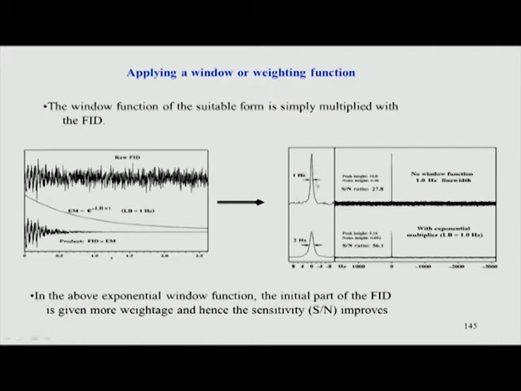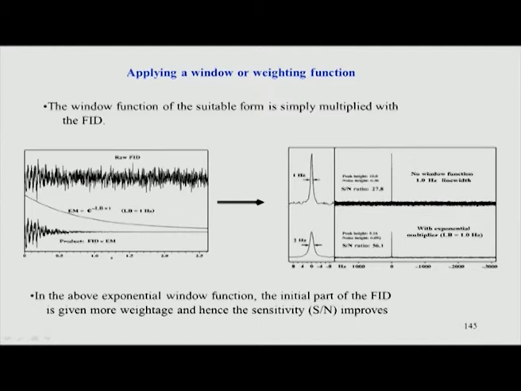If I do not apply any window function, which means I take this directly, you should look at this picture here. If I directly take a Fourier transform of this FID, I will get a spectrum with a peak like this, and the signal to noise has been shown to be 27.8. This whole thing has been taken from the book by Keeler and Pavia, one of the books that explains all this. The picture is taken from there, and the signal to noise has been calculated to be 27.8. That is the height of the signal divided by the height of the noise.